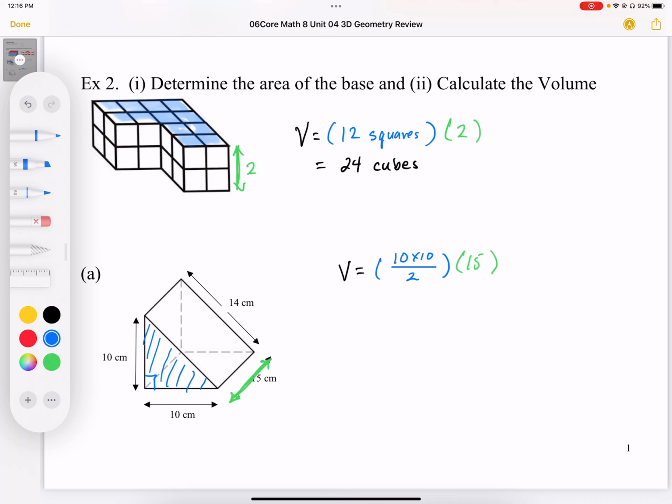So calculating this then, the volume is equal to 10 times 10 divided by 2 is 50 squares, so centimeters squared, times 15 thickness, 15 centimeters of thickness. That gives us a total volume of 15 times 50. That's going to give us 750, and the measurement is cubes. Okay, centimeters squared times centimeters gives us cubes.